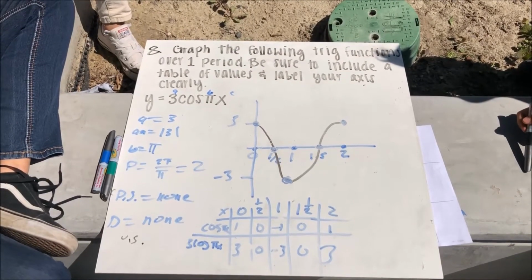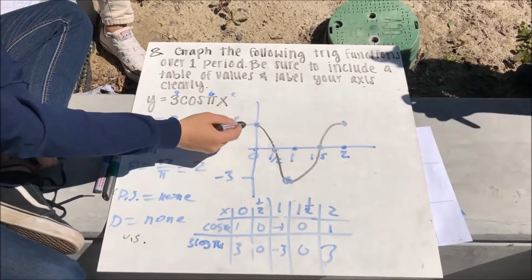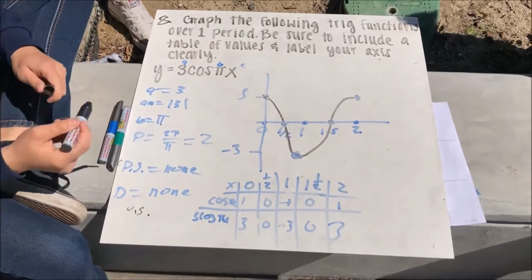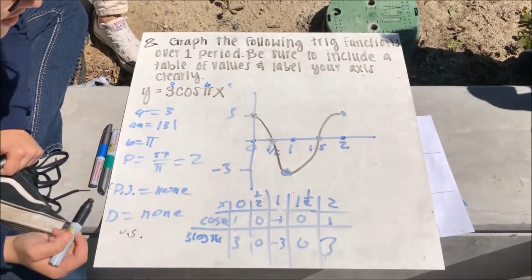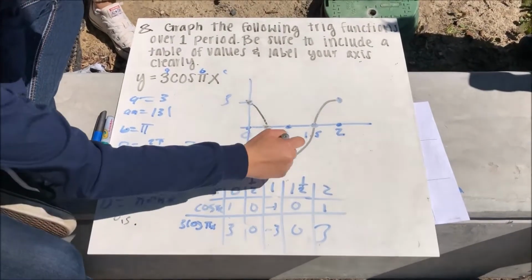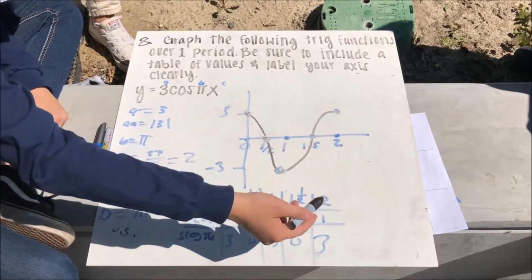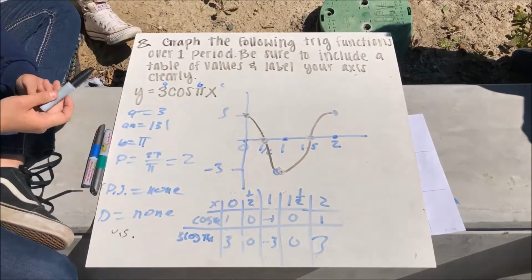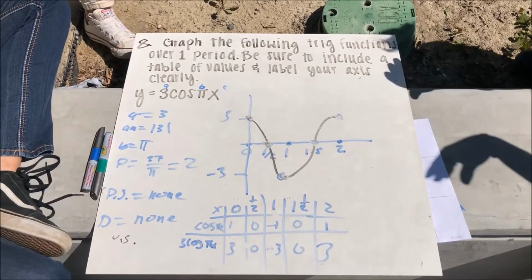Now you're going to graph it. So at 0, we're going to have 3, and then at 0.5, you're going to have 0. At 1, you're going to have -3, and at 1 and 1/2, which is 1.5, you're going to have 0, and then at 2, you're going to have 3, and that's where it ends.